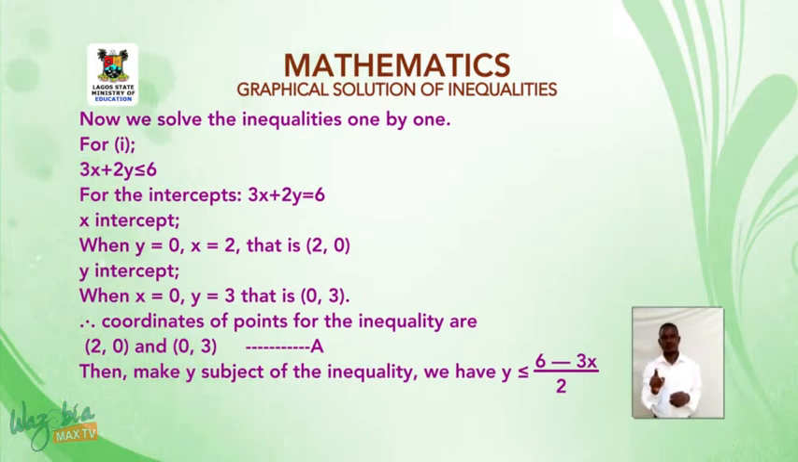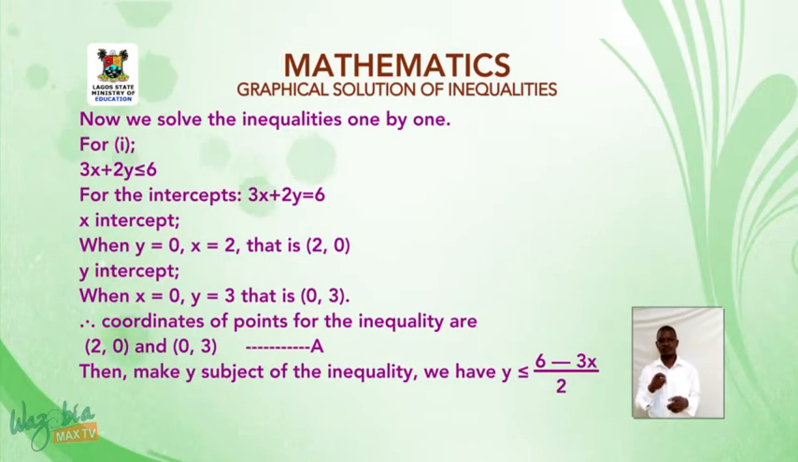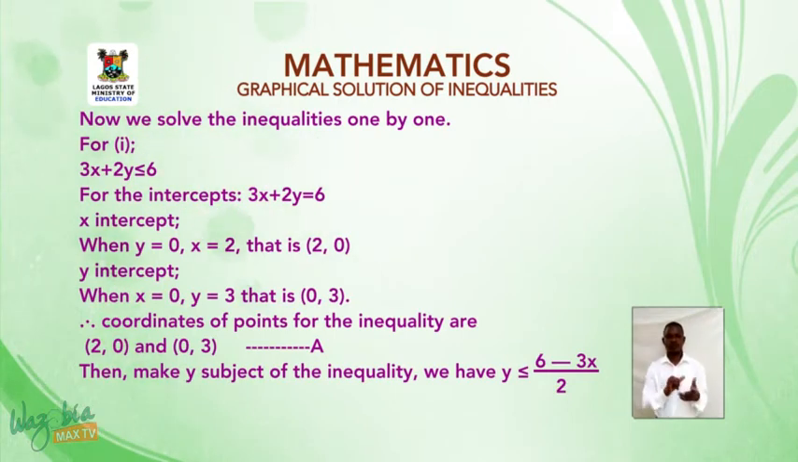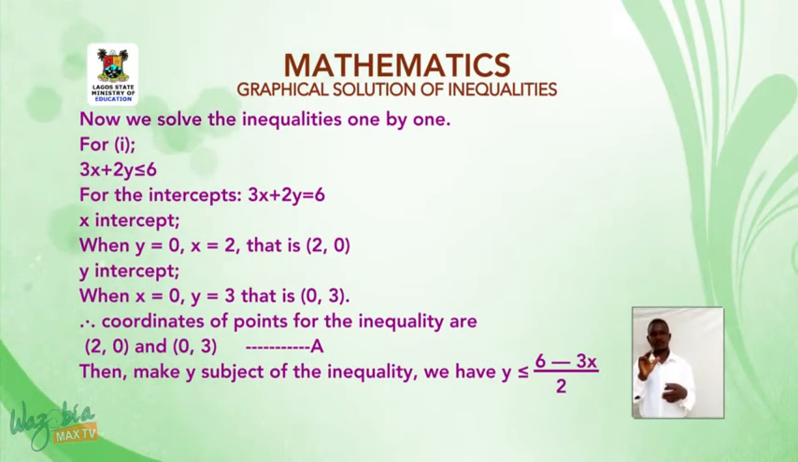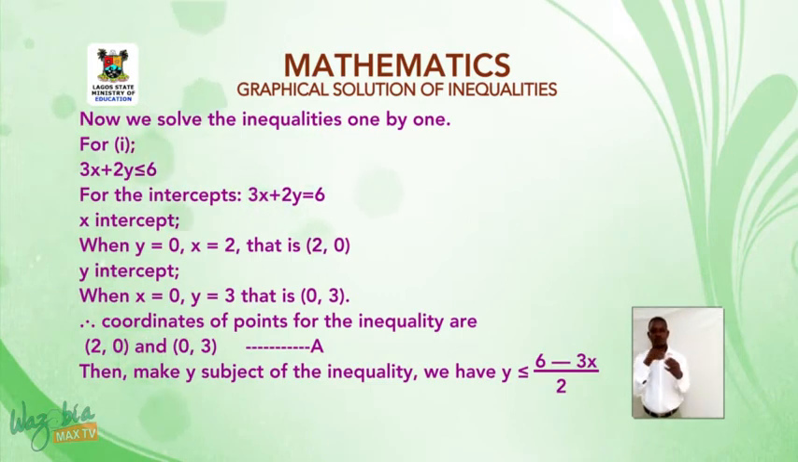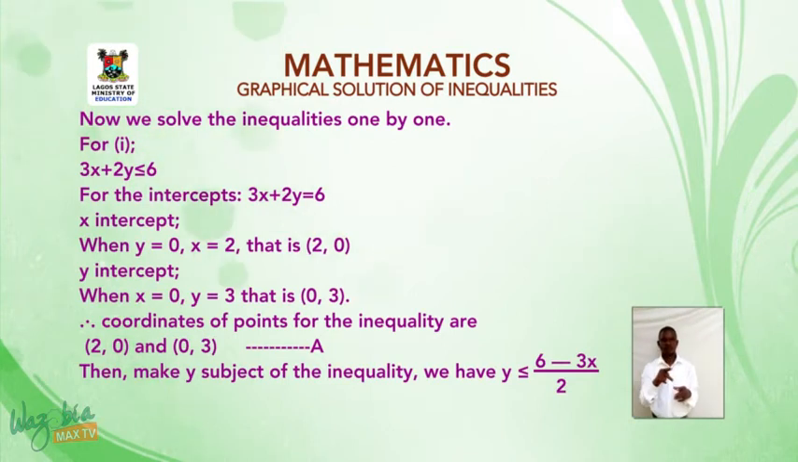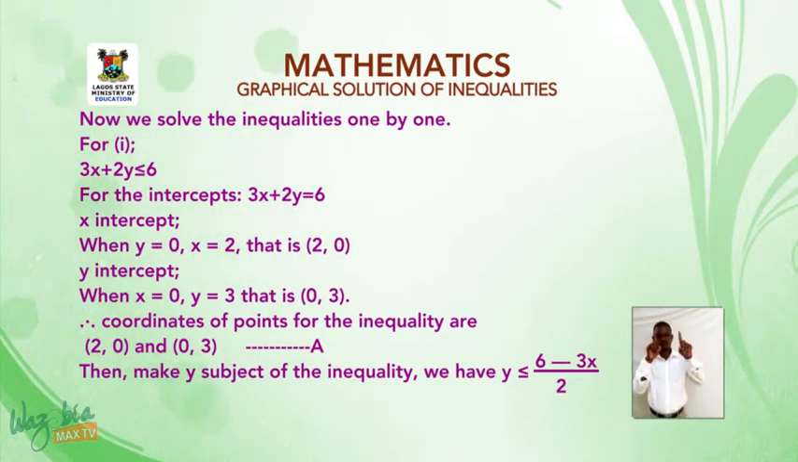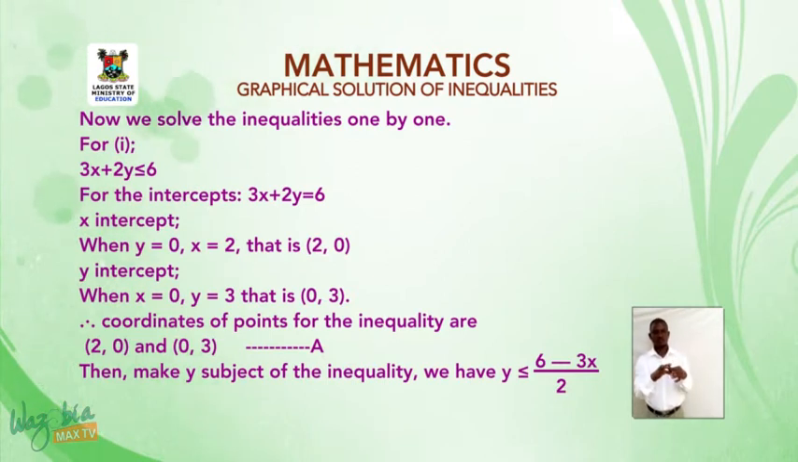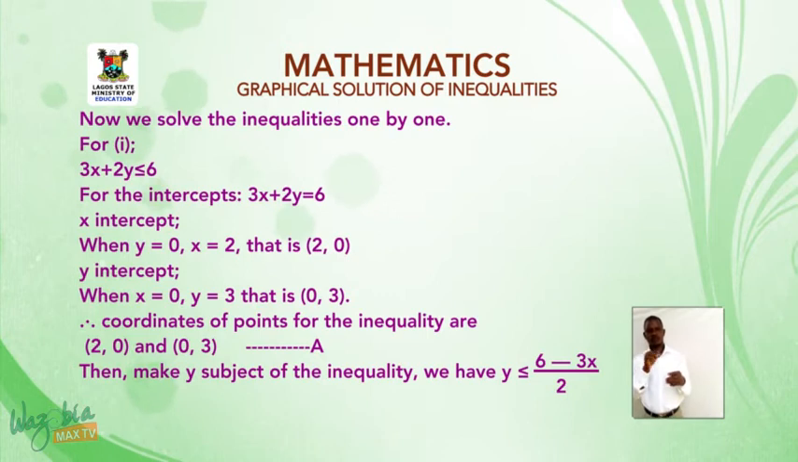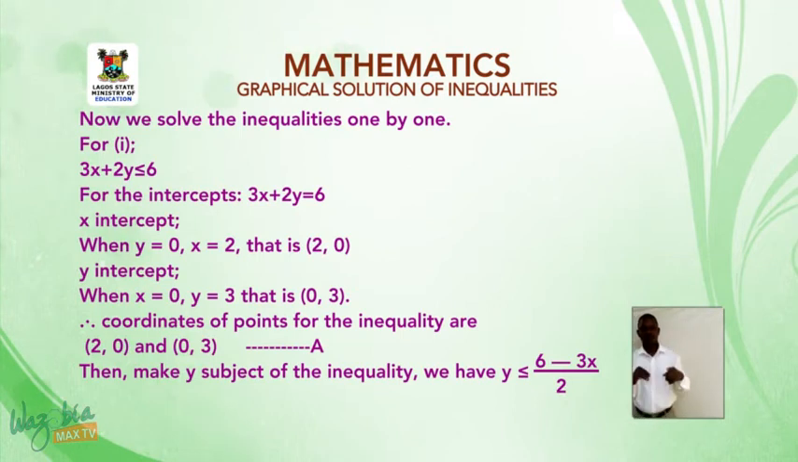For Roman figure 1, 3x plus 2y is less than or equal to 6. For the intercepts, 3x plus 2y is equal to 6. Now, x intercept. When y is equal to 0, x is equal to 2. That is, the coordinate is (2, 0). Y intercept. When x is equal to 0, y is equal to 3. That is, (0, 3).